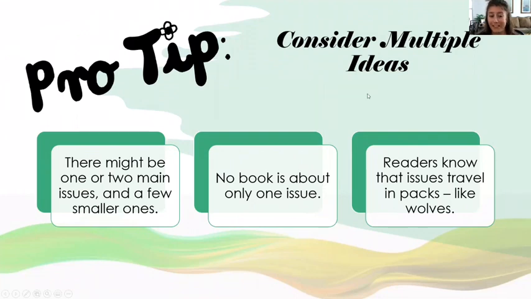Consider multiple ideas while you're reading. So there might be one or two main issues and a few smaller ones, but no book is about only one issue. And great, strong, powerful readers know that issues travel in packs like wolves.